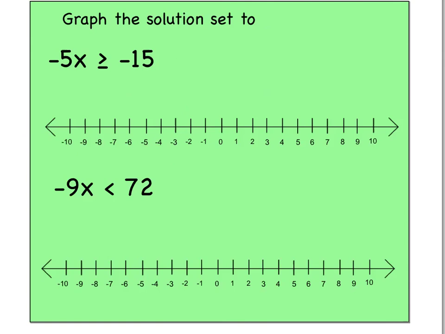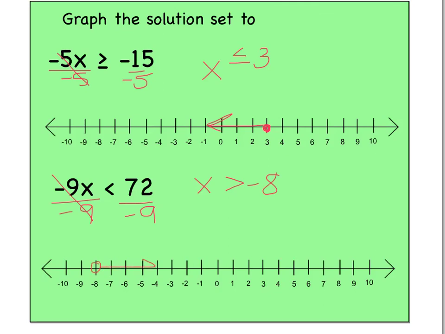Here's just practice dividing by negatives. What happens when we divide by a negative? Caution, we've got to reverse our sign. A negative and a negative is a positive. We're going to have a filled circle here, and less than goes to the left. Divide by a negative. We've got to reverse our sign. Negative 8, open circle, greater than is going to go to the right.